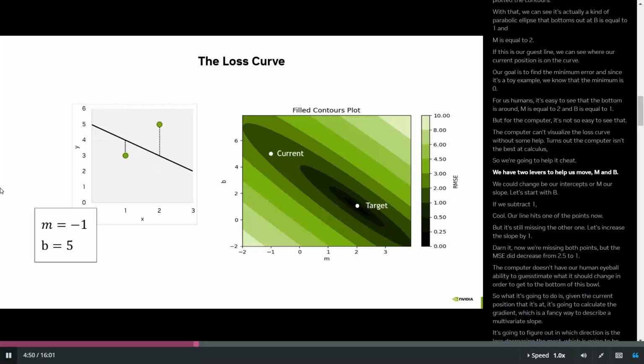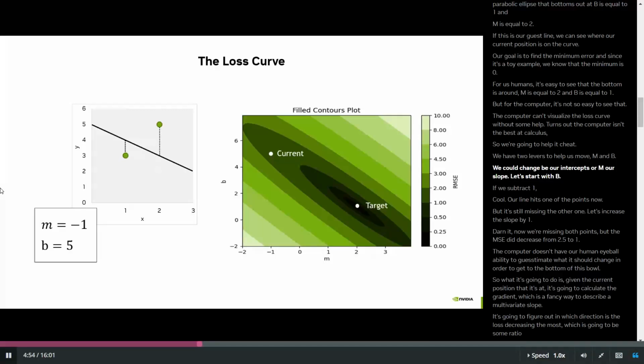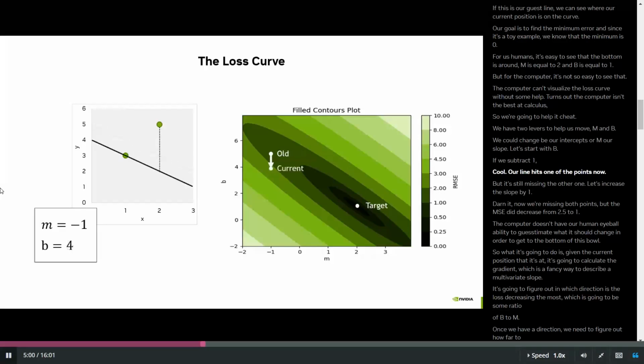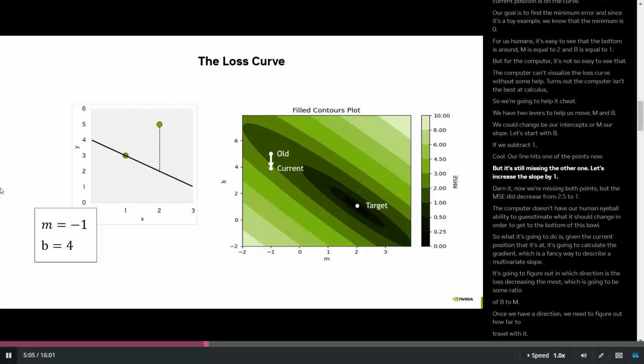We have 2 levers to help us move, m and b. We can change b our intercept or m our slope. Let's start with b. If we subtract 1, cool, our line hits one of the points now. But it's still missing the other one. Let's increase the slope by 1.